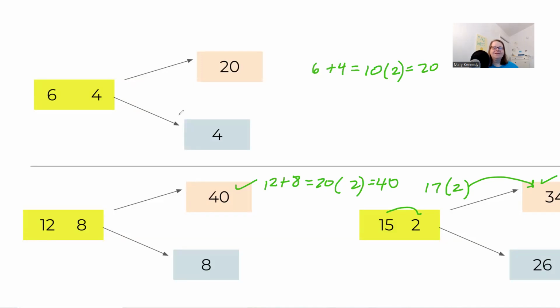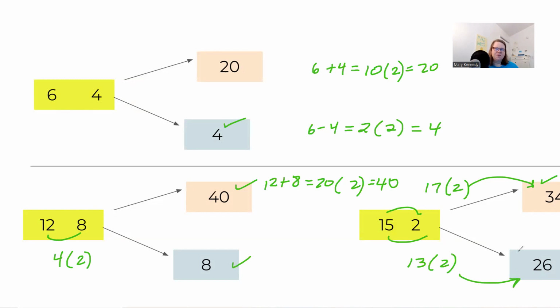All right. So let's see. If the bottom is similar, then let's try subtracting. 6 minus 4 is 2. And if I double that, I get 4. 12 minus 8 is 4. And if I double that, I get 8. 15 minus 2 is 13. And when I double 13, I get 26. So it works. So that's the kind of activities we do in patterns in algebra.